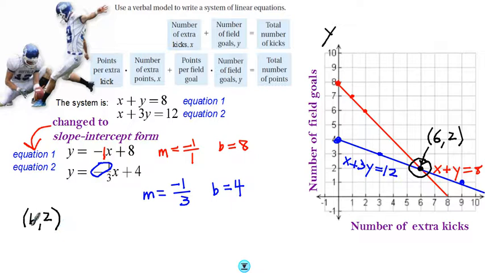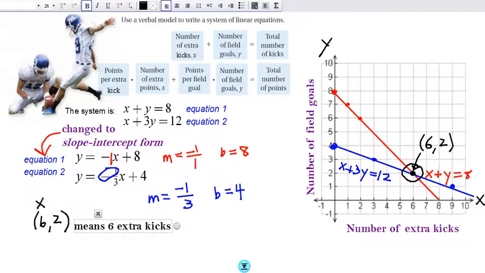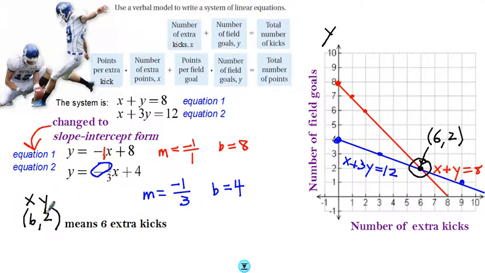But what does 6 mean in the story? And what does 2 mean in the story? Please remember to interpret or explain what this number means in the story. And it means, since x stands for the number of extra kicks, if x is 6, that means there are 6 extra kicks. And the y value is 2, but y stands for the number of field goals. So then if y is 2, that means there are 2 field goals.